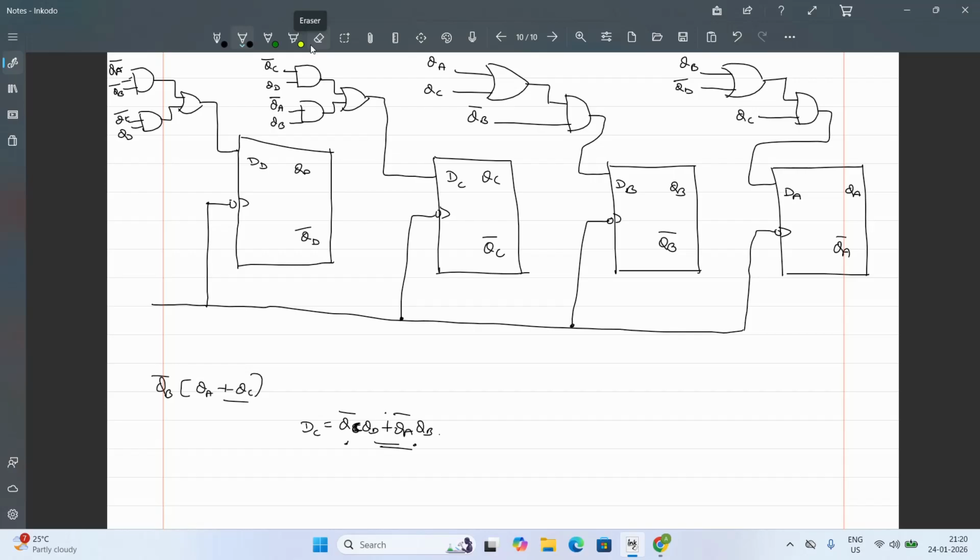So you should know the excitation table of all the four flip-flops. Only with that you'll be able to solve this question, which is of 10 marks. Okay. Otherwise it becomes very difficult for you, right? So that's it about the synchronous counter.